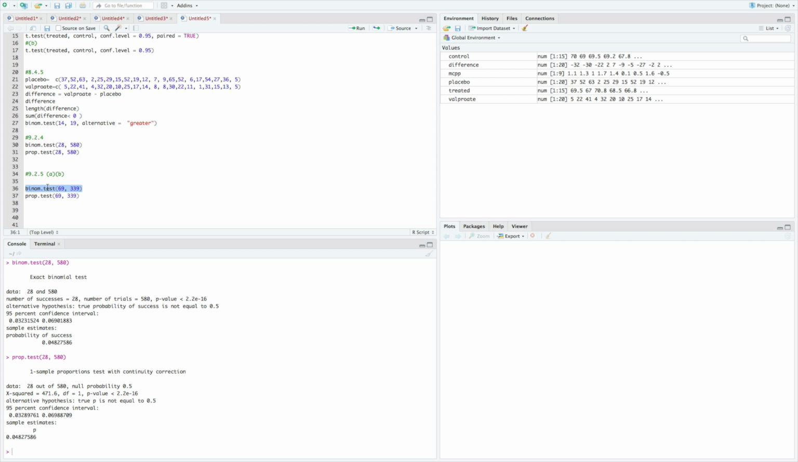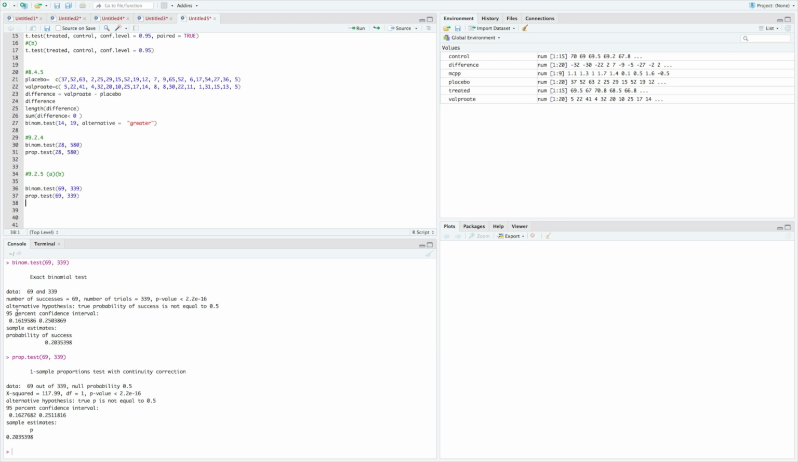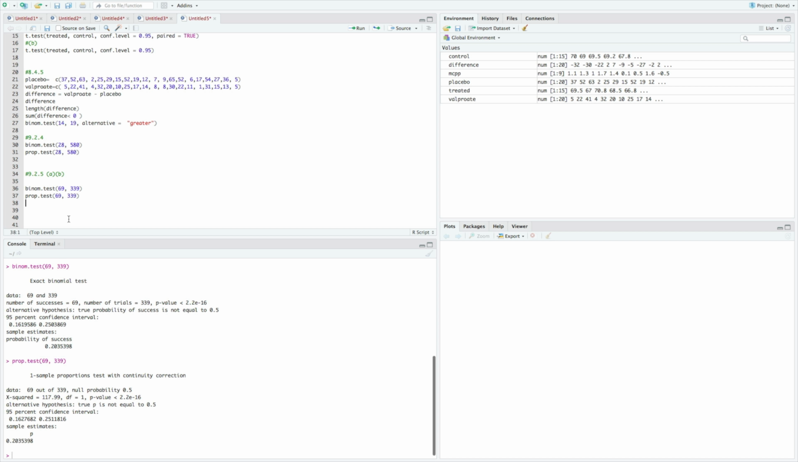So that is how we specify this model. This is the exact method, and this is a method based on the approximation. And I do recommend you use this method because this is the exact result. So we run both of these lines of code. As you can see, the exact binomial test gives you the 95% confidence interval from 0.16 to 0.25, and the approximation also gives you something similar, from 0.162 something to 0.25. So again, you can use either, but I recommend the first one.